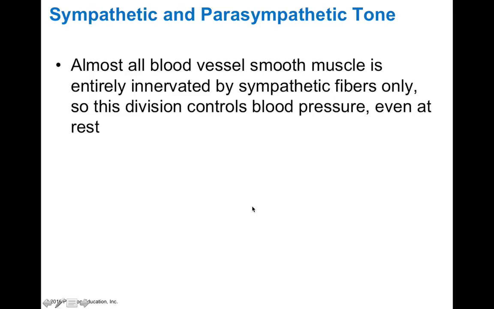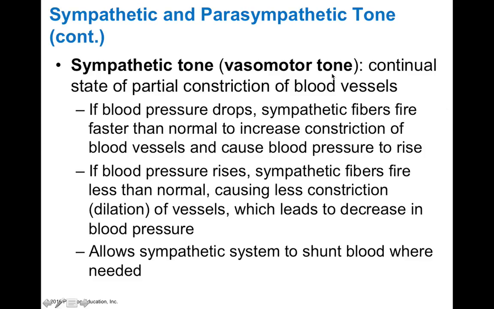So almost all the blood vessels of your body are only innervated by sympathetic nerve fibers. So this division controls blood pressure even at rest. What we refer to then is how your blood vessels have a sympathetic tone at rest that helps to maintain your resting blood pressure. And this is actually mediated by the brainstem. So the sympathetic tone, or vasomotor tone, is this continual state of partial constriction of all blood vessels.